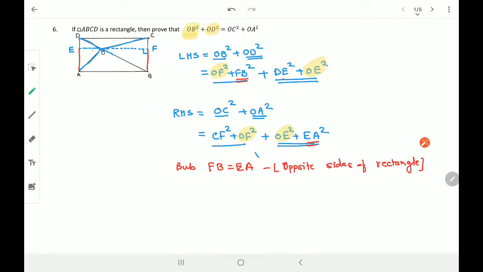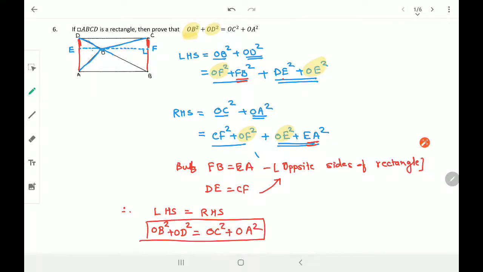Now DE and CF, if I check, here is DE and here is CF. Again they are equal because they are opposite sides of a rectangle. DE is equal to CF. The reason is the same. Therefore we have LHS equal to RHS. That is, OB square plus OD square is equal to OC square plus OA square. I just hope this is clear to you all. It's a very simple sum, very interesting. If I use LHS and RHS, things will become easy.